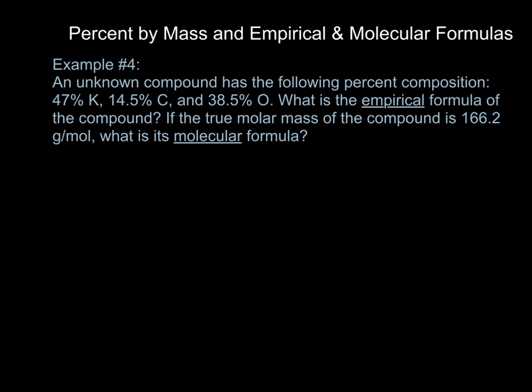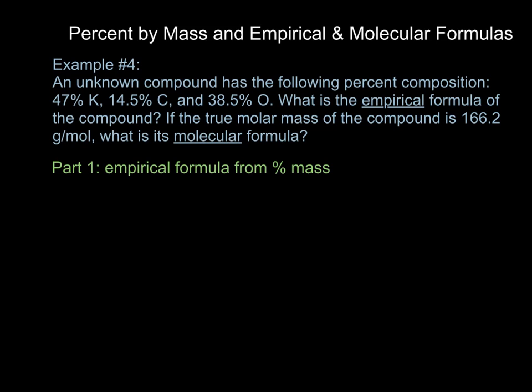Finally, for example 4, we're going to look at finding both the empirical and molecular formulas in the same problem. So example 4 states that an unknown compound has the following percent composition: 47% potassium, 14.5% carbon, and 38.5% oxygen. What is the empirical formula of the compound? If the true molar mass of the compound is 166.2 grams per mole, what is its molecular formula? So this is actually a two-part question. First, I have to find my empirical formula, then I have to find my molecular formula.